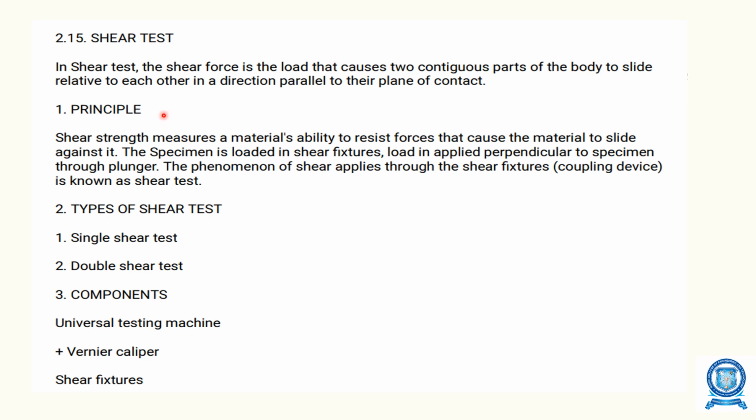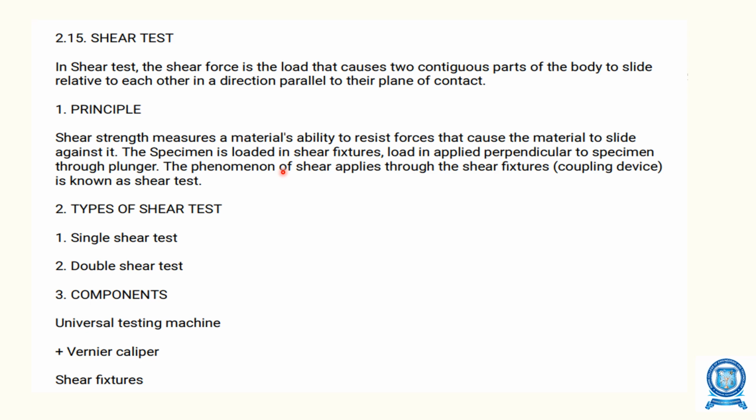The next one is the shear test. In the shear test, force is applied to the load, and the specimen is attached to the two ends of the stationary part. The principle of the shear test is that we give a force that causes the material to slide against it. The specimen is loaded in shear fixtures, and the load is applied perpendicular to the specimen through a puncher. By this we can calculate the shear.